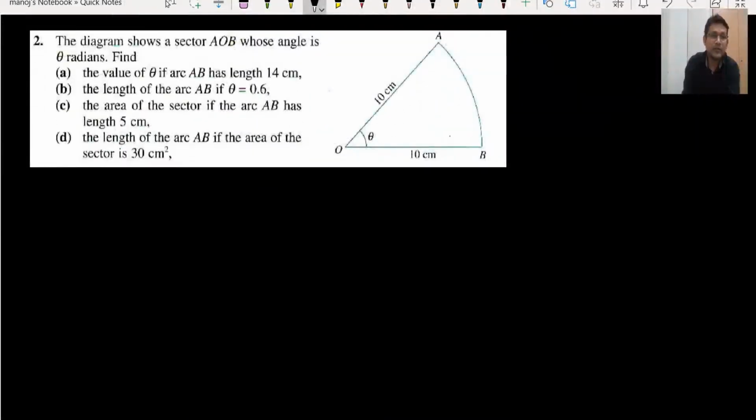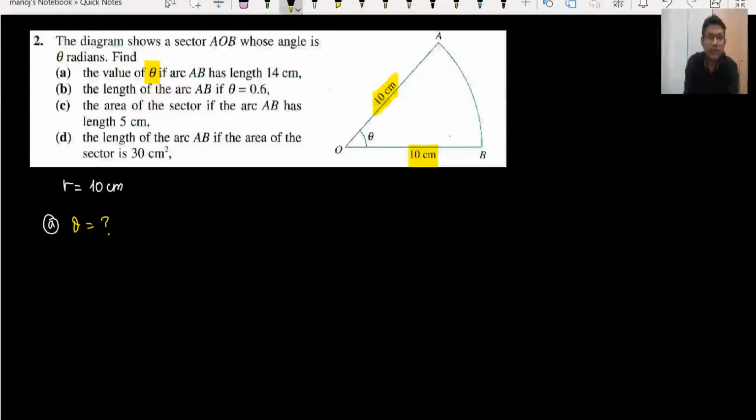If I move to question number 2, we have so many possible parts, like part A, B, and C. So let's see. The radius is 10, fixed in this question. I'm writing 10 centimeter, and theta will be changed for all the parts. Let's see. In part A, it is required to find the value of theta. Okay, theta is the question mark. Theta is required. The R is fixed for all the parts.